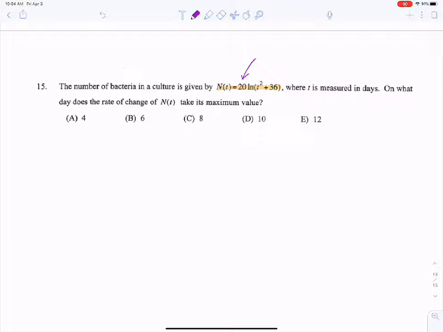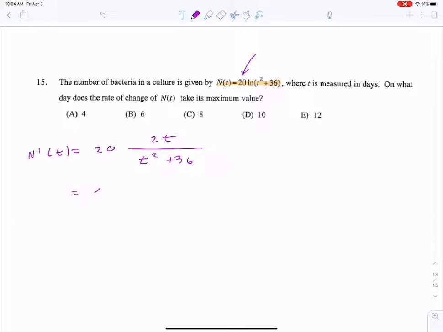So, first thing, they're asking where does the rate of change of n of t take a maximum? So of course, the first thing I want to do is find the rate of change. I'm going to find it by taking the derivative of n of t. So n prime of t equals this. We should be able to do this one by hand, even though it's in the calculator section. I'm going to clean this up a little bit because I think it might be easier to deal with.